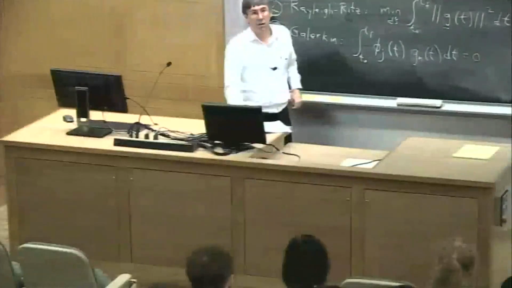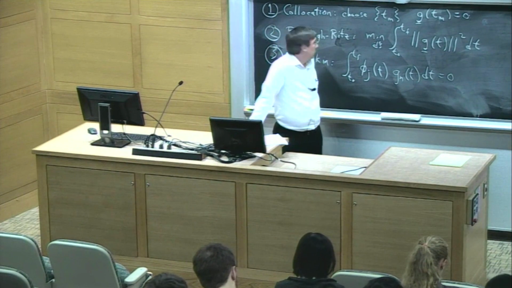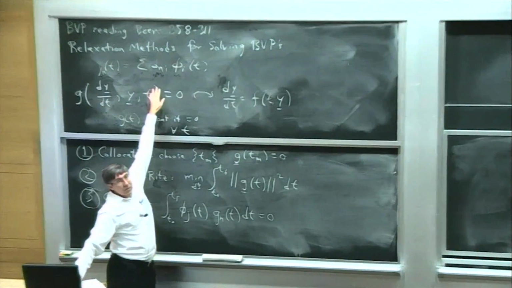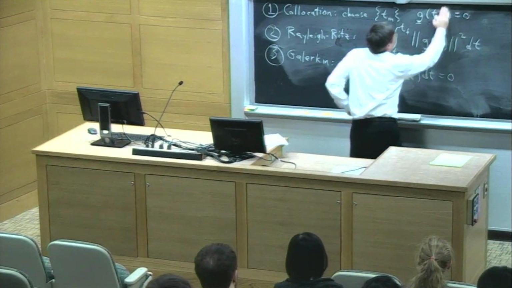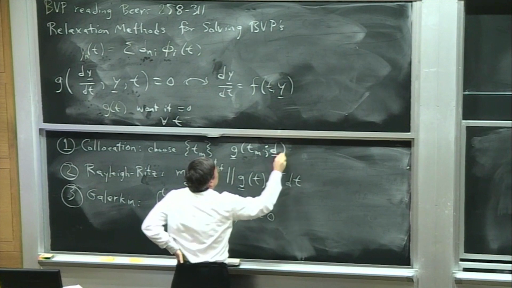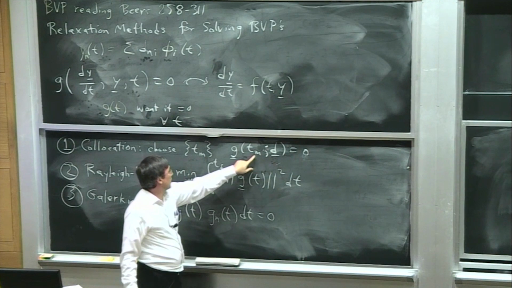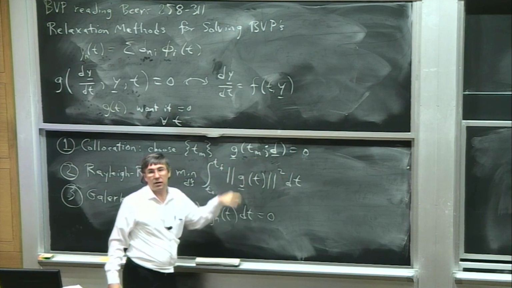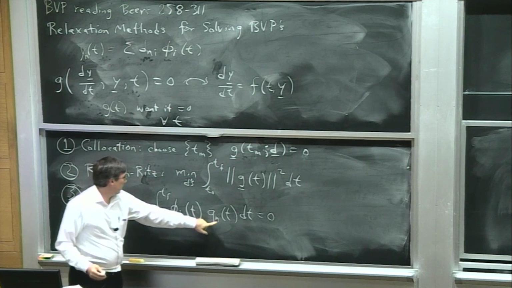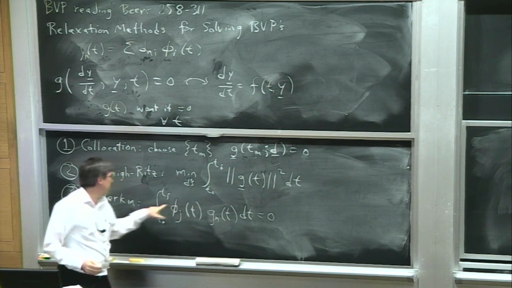Yeah? For the Rayleigh-Ritz method, what are you minimizing it over? The D's, your coefficients. I didn't write it out, but this G depends implicitly on the D's. So you vary the D's to force G to be zero at certain T's. And this one also, the G depends on D's, and so you're going to optimize the D's to force this integral equation to be satisfied.